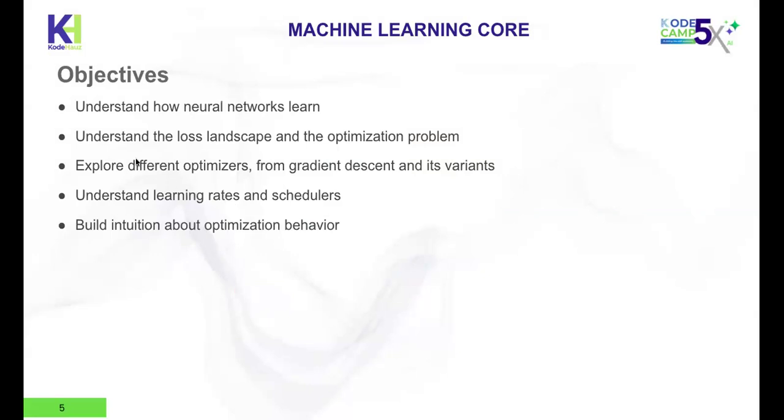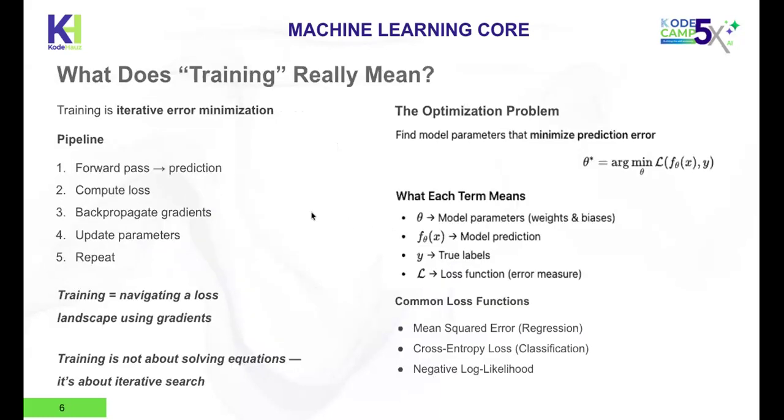So we understand what we call the loss landscape, and that optimization is not straightforward, right? Optimization has issues, and you need to understand some of those issues, and that will help you decide which optimization algorithms to use, and their pros and cons. There's no single one that solves all kinds of problems. So we're going to explore different optimizers, from the grandfather of them all, gradient descent, and then all the variants of gradient descent. Then we'll understand learning rates. We've already talked a bit about learning rates, but we'll understand a bit more. Then we'll look at what we call learning rate schedulers. And then we'll just build an intuition about optimization behavior.